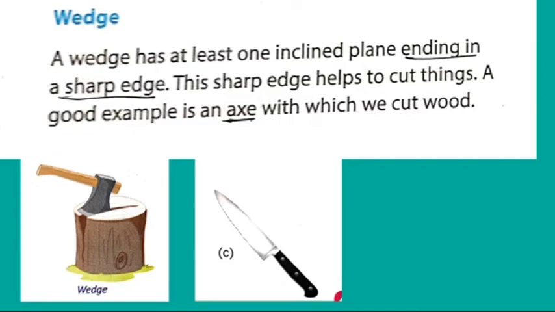The next is wedge. A wedge has at least one inclined plane ending in a sharp edge. It has a sharp edge, and this sharp edge helps in cutting things. For example, the axe is a good example with which we cut wood, and the next example is a knife.